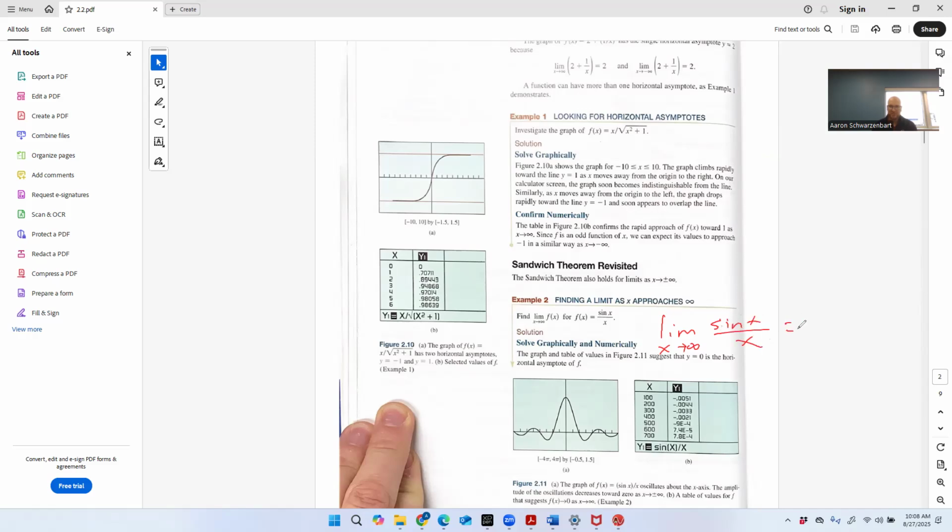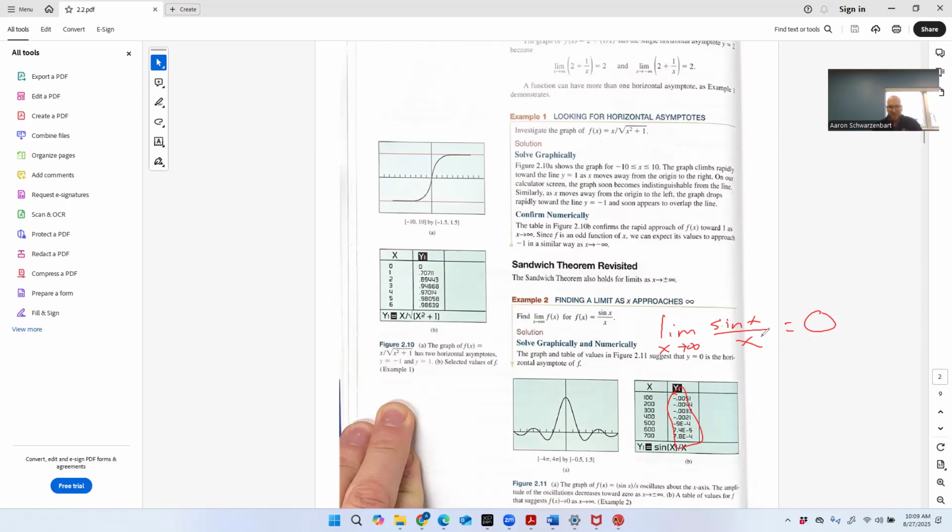And we can kind of logic our way through this, but it's 0. We can look at the graph or a table and see that it's getting closer and closer to 0. 7.8 e negative 4. I don't know how it got e negative 5 and then back to e negative 4. Something's wrong there. But once we start to get e negatives, that's like times 10 to the negative 5. That's getting very close to 0.